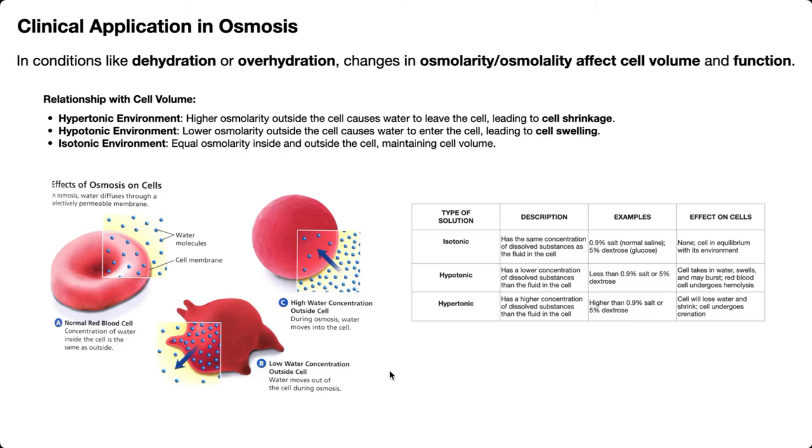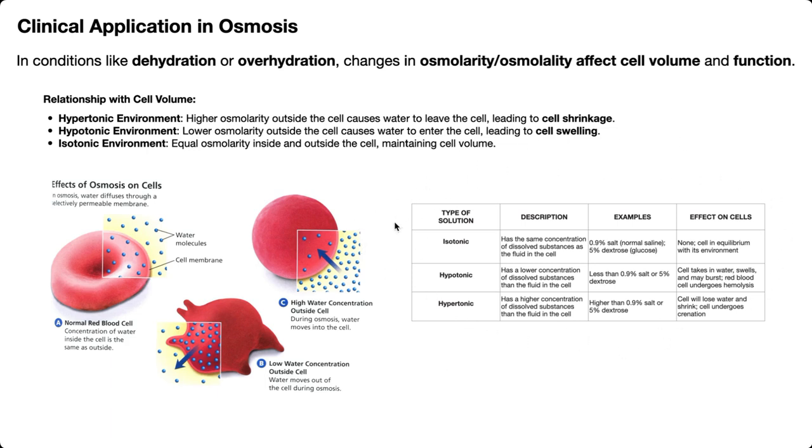Application in osmosis, we're going to see conditions like overhydration or dehydration. And what's going to happen in these circumstances is that water will move in and out of a red blood cell. And when that does that, it can affect the volume of the cell as well as the function of the cell. Okay, so you have a nice little chart here.